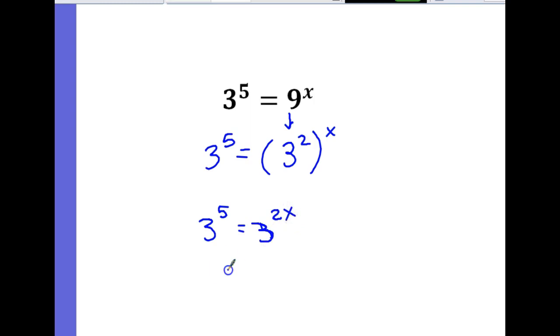A little bit harder. 5 equals 2x. So x would be equal to 5 over 2. A lot of these will have fraction answers. Okay, so I believe we're ready for your notes now.